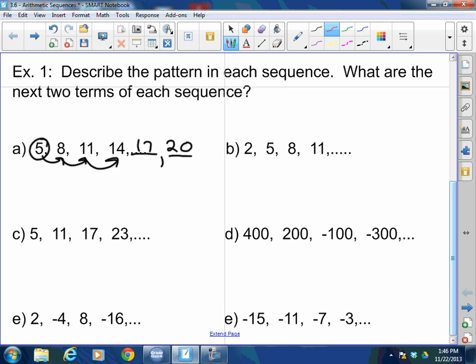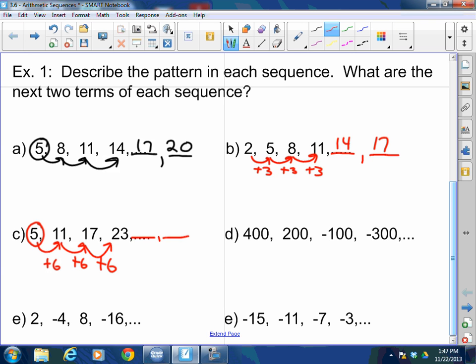How would I describe the pattern for B? Start with 2, and you're adding 3 repeatedly, yes. Adding 3 makes it work, so what are my next two terms? 14 and 17, very good. How would I describe my pattern for C here? Start with 5 and add 6 repeatedly. Yes, it works here. So what are my next two terms? 29 and 35. Very good.